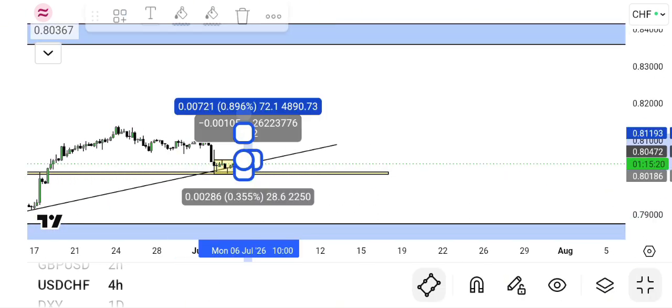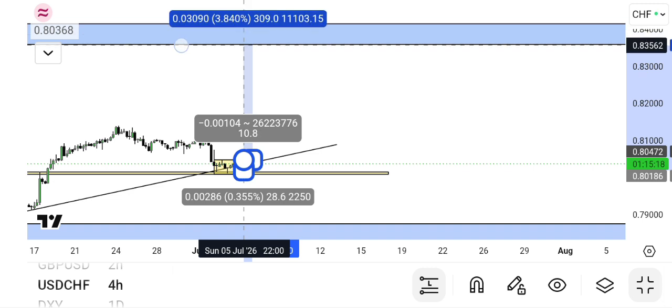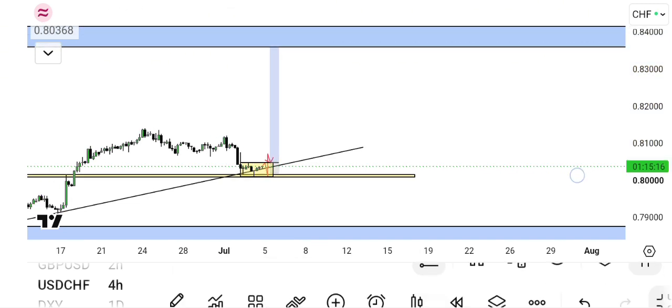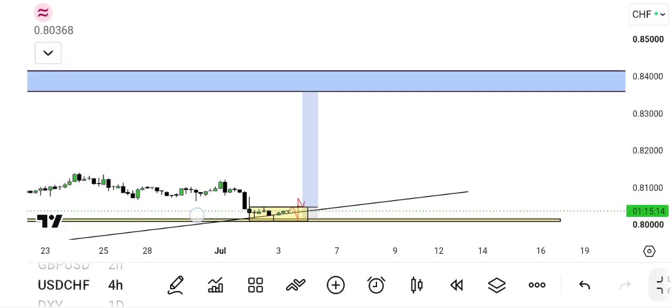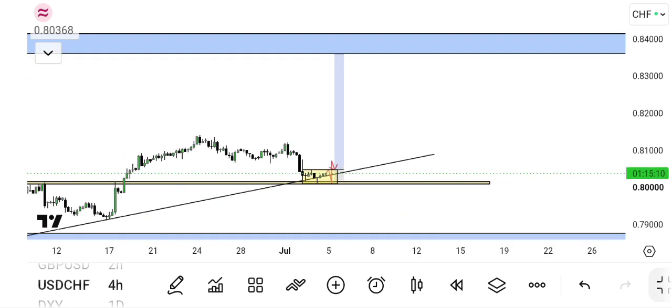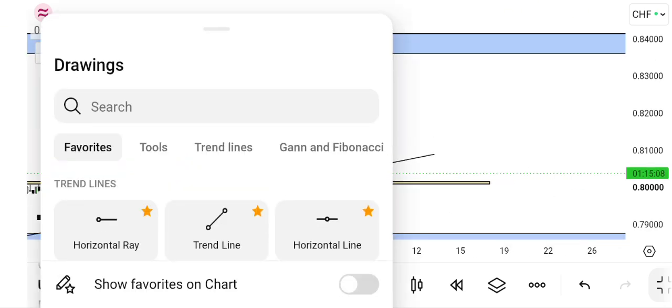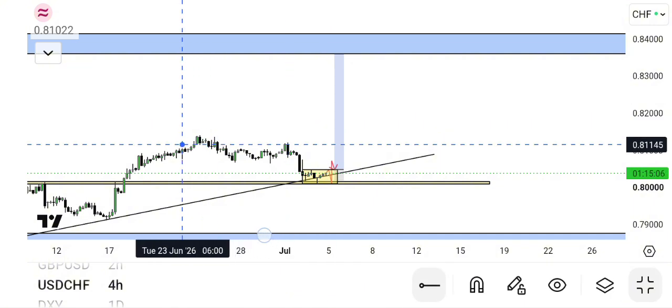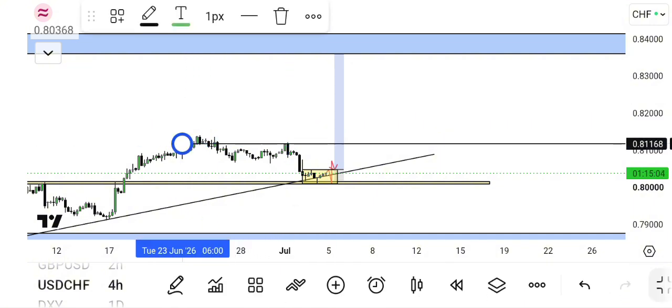So this may be like a 1 to 10 risk to reward. As time continues, as the market keeps going, we'll be locking in our profit. First target will be at this point here. That's where our first target will be. Then the next target will be at that point there.